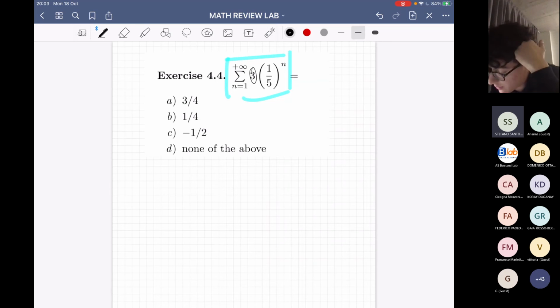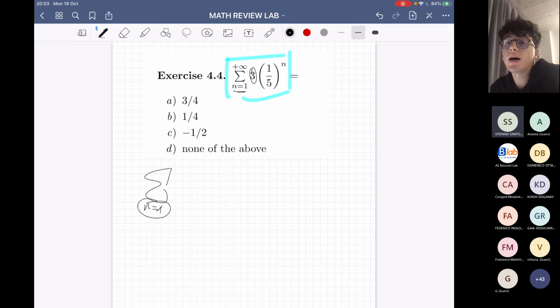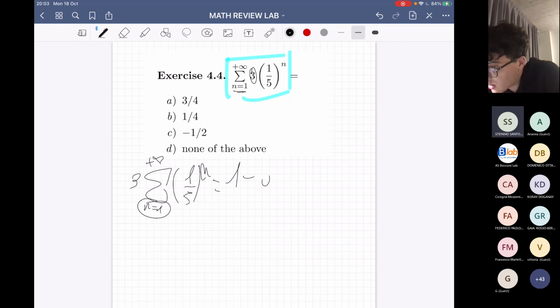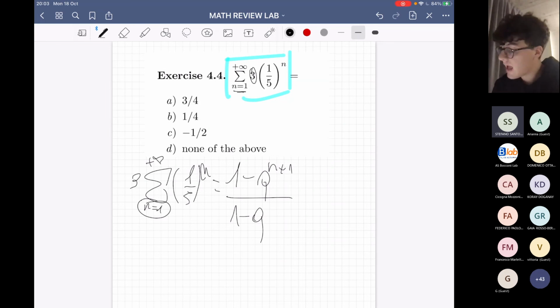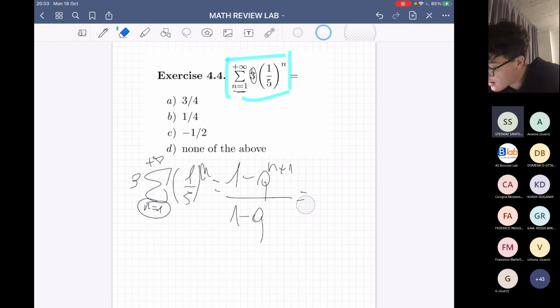So we just have to, for example, write it like that, with n equals 1. Also in this case, consider n equal to 1 and positive infinity. We can put the 3 over here. Like we can put it outside the sum, because it's useless to put it inside. So I put it outside, and the formula is exactly the same. So it's 1 minus q to the power of n plus 1 over 1 minus q.